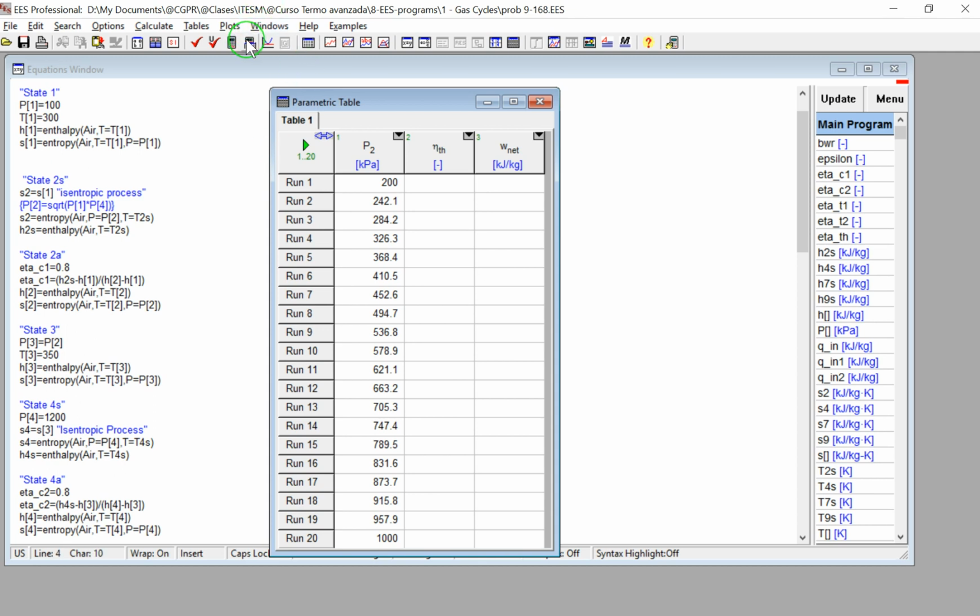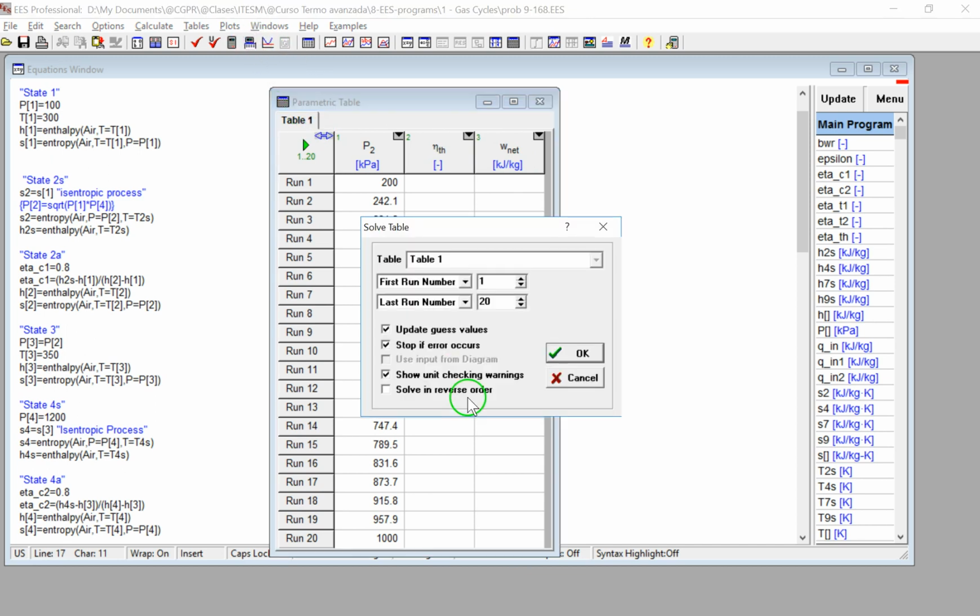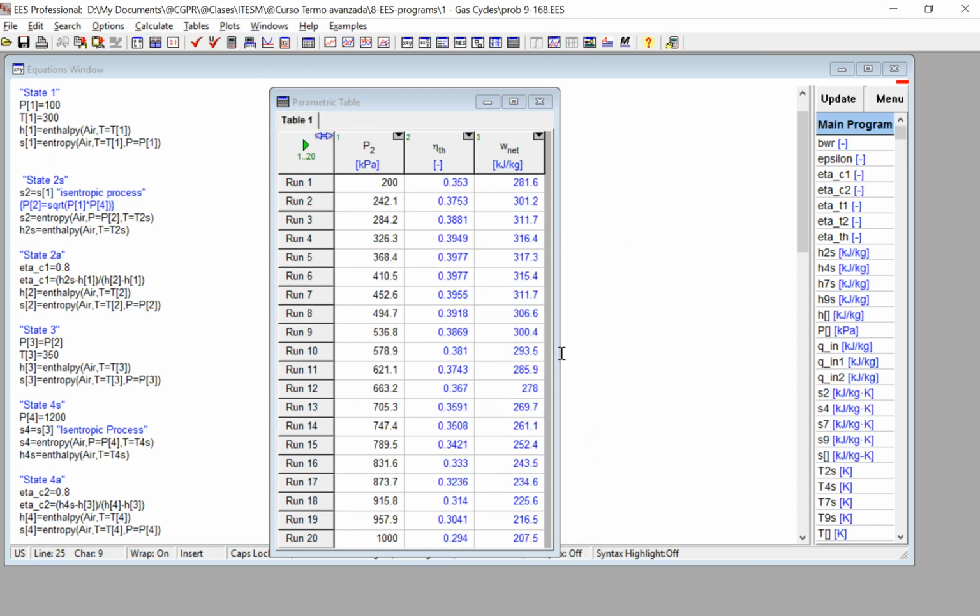But if I press this F3, solve table, what it will do is for every run, it will say, okay, what is the value of P2? 200. Next run, 242. Solve everything and only have here my values of thermal efficiency and network. I press F3. I have the results. So I have solved. I know the relation, but it's difficult to read.